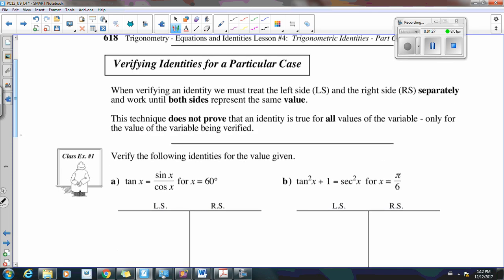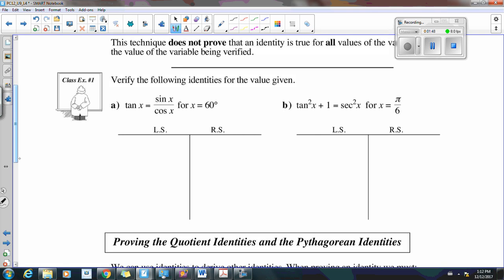So we have two things we need to do with identities. We need to verify them and we need to prove them. Verifying identities is where we can substitute in a value and check that the left-hand side equals the right-hand side for that angle or that value of x. This does not prove anything. It only shows that it works for that one value we tested. So for example, verify the following identities for the value given.